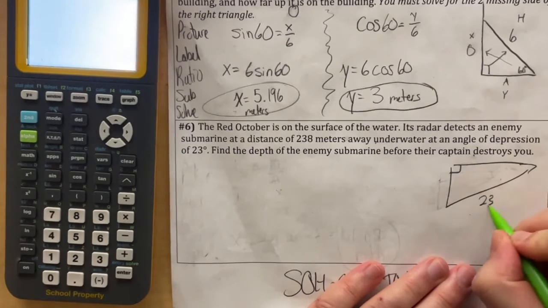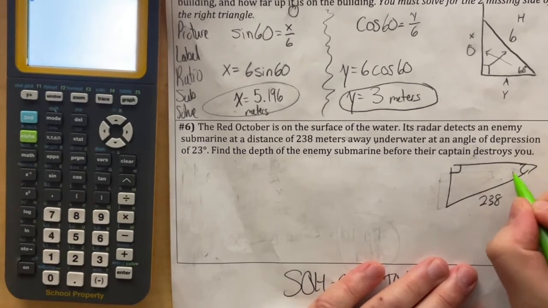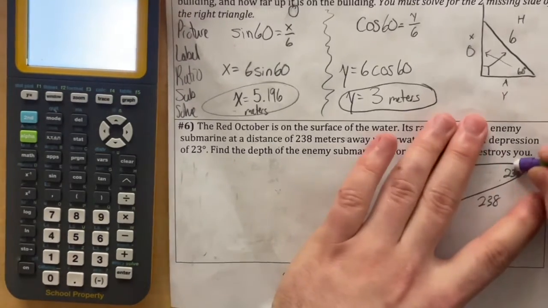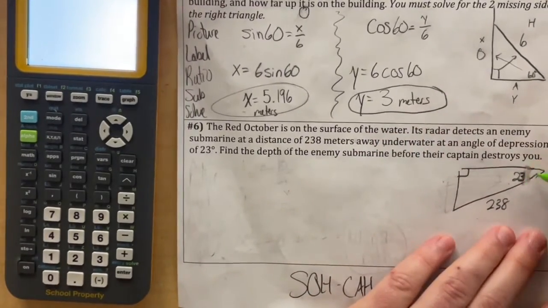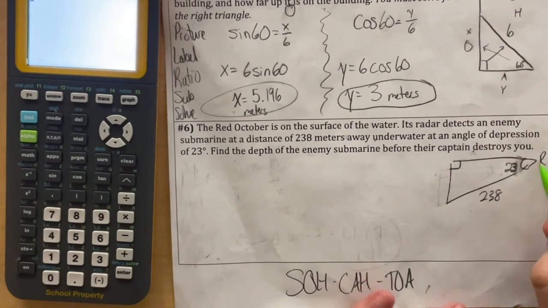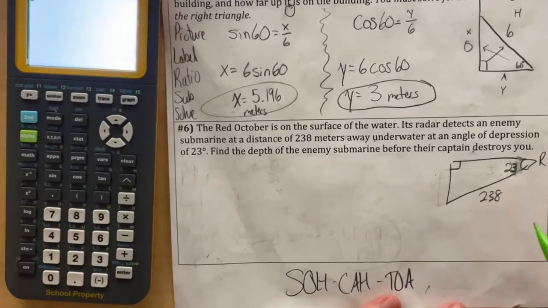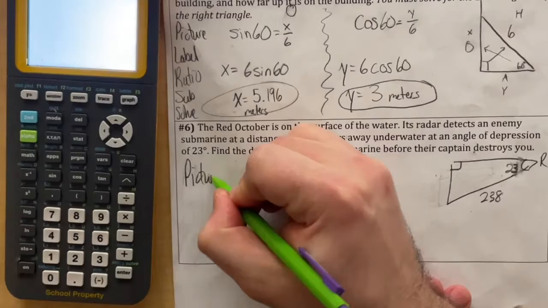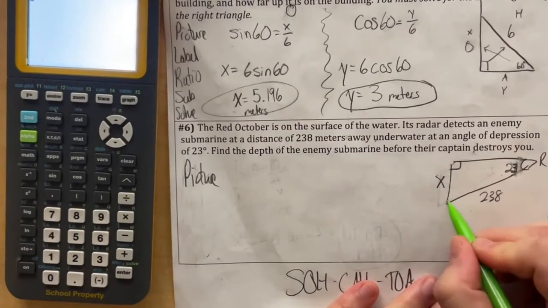And I can say, all right, right triangle, I know it's 238 meters away, an angle of 23 degrees. 23 degrees, 238. So I can say, all right, that's that submarine, Red October, good movie on Netflix. I can say, all right, here's my picture. I'm trying to figure out how far down it is.